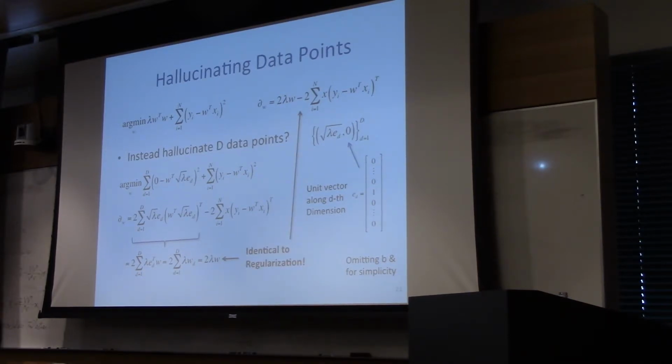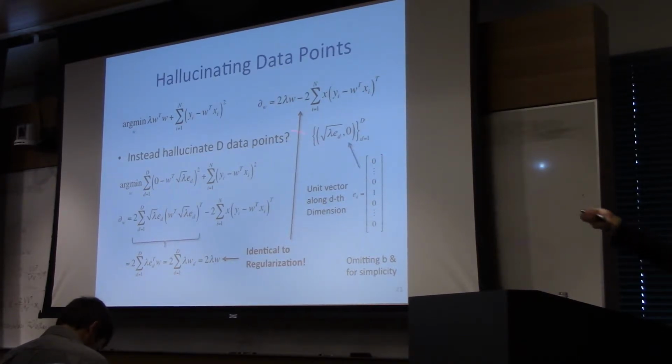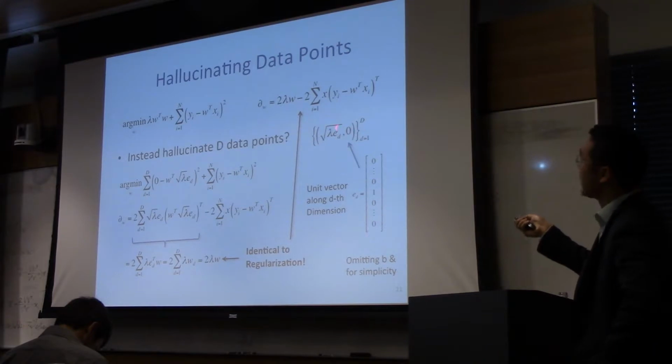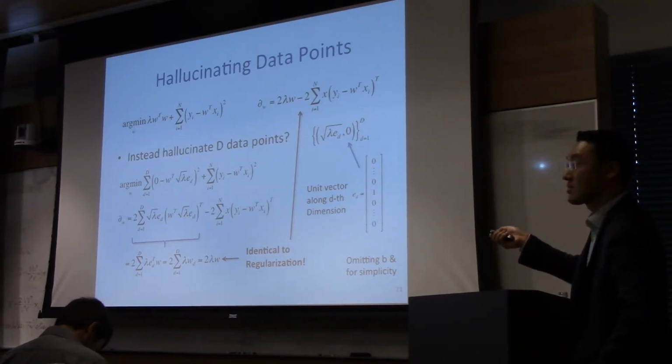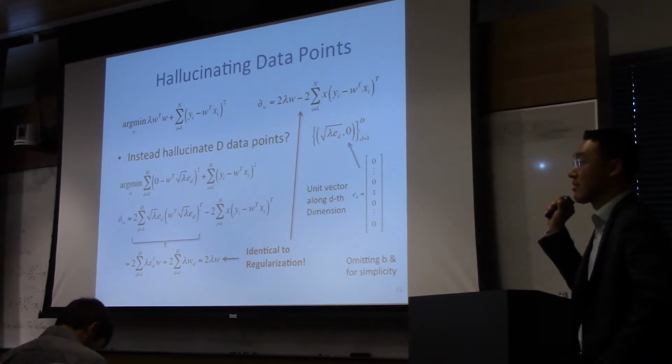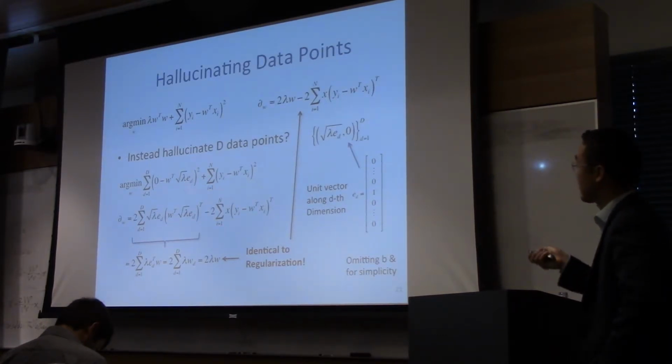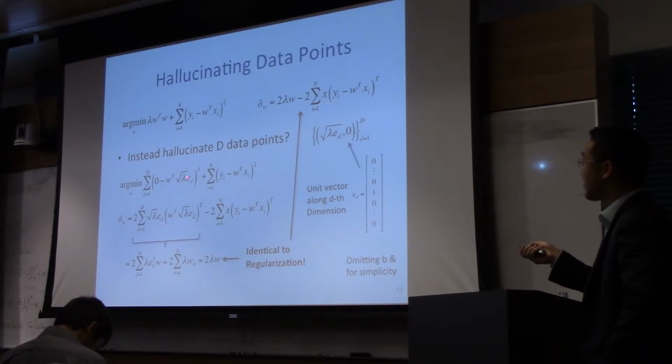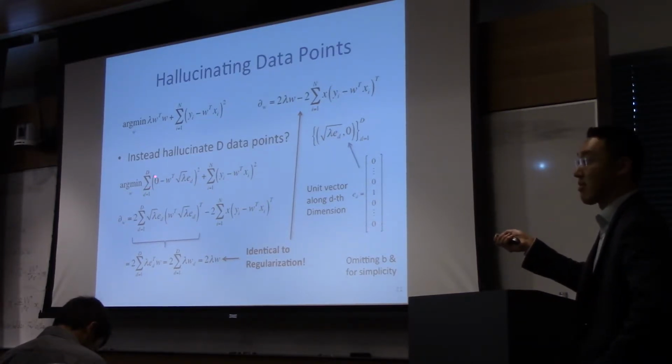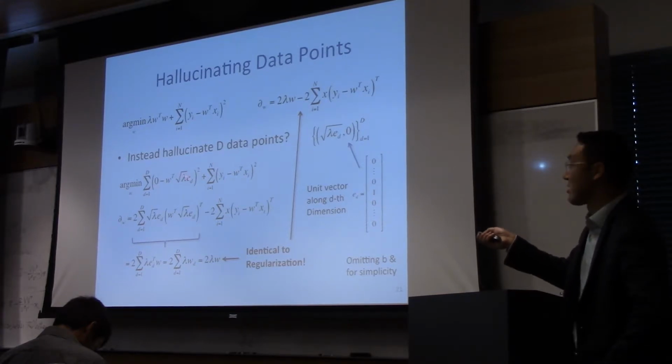Any questions? What did you say? So you said at these specific points, if I take the gradient, then I get the same thing that I had before. Is that what you're saying? So imagine this data point, right? Imagine D of these, one per dimension. So I have a training loss that looks like this. I pretend that these are training examples. I'm hallucinating training examples. And so I have D of these, W transpose this basis vector multiplied by the square root of lambda, and the regression target is 0. What is the gradient of this with respect to W?